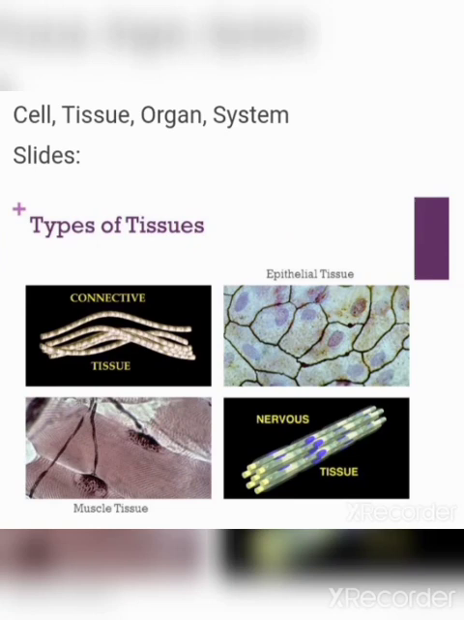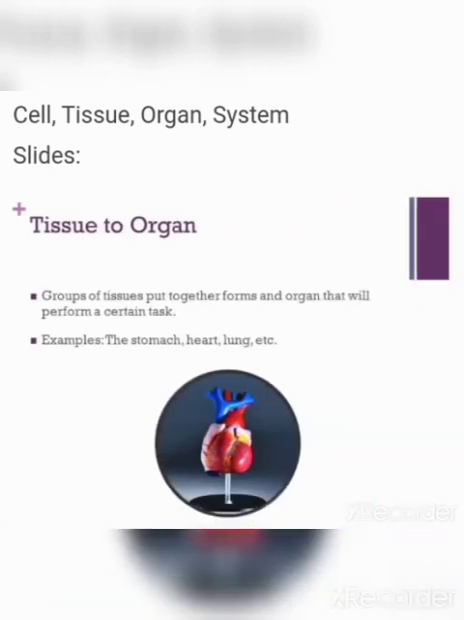Now, we have discussed the connective tissue, epithelial tissue, muscle tissue, and nervous tissue. Now let us discuss what will happen. As we know, when cells combine together, they form tissues. But when tissues combine together, what is formed? Cells and tissues are organized into a larger body part called the organ. So when tissues combine together, organs are formed, right?